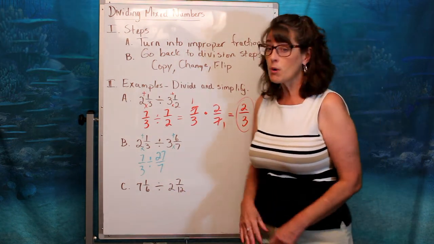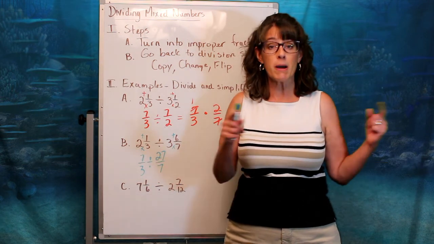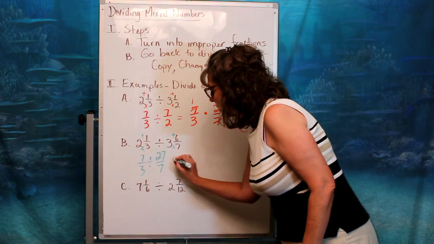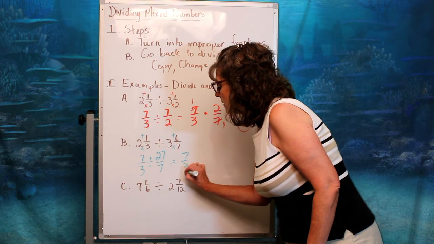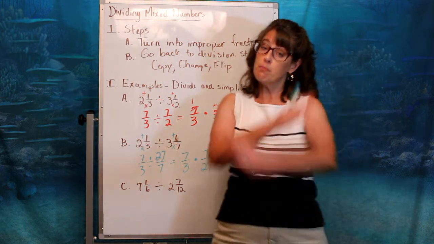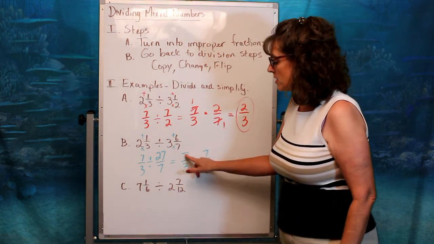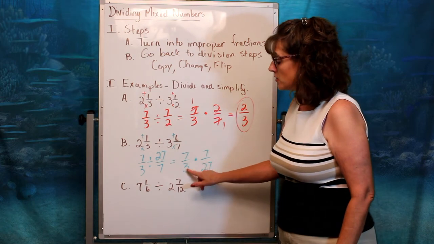But this is a division problem, and I still don't have any rules for dividing fractions. I got to go back to multiplying fractions. So I'm going to copy, change, flip. Copy, change it to multiplication, flip the second, and now, like I said, bam, there it is. Canceling those diagonals. Nothing goes into 7 and 27. Nothing goes into 7 and 3.